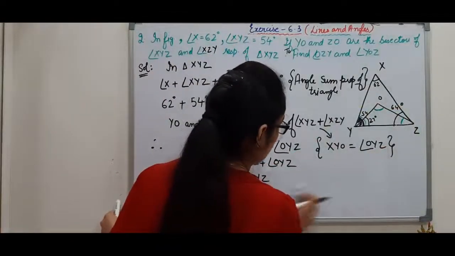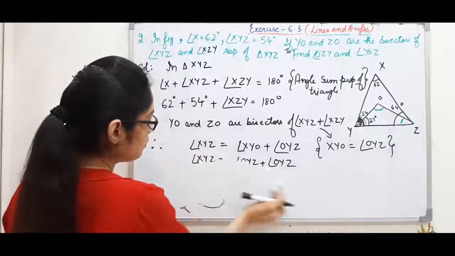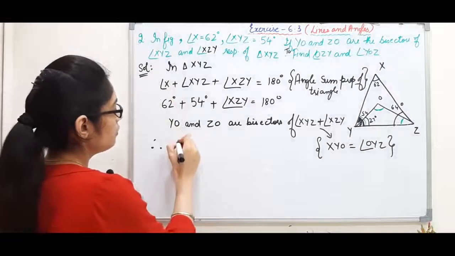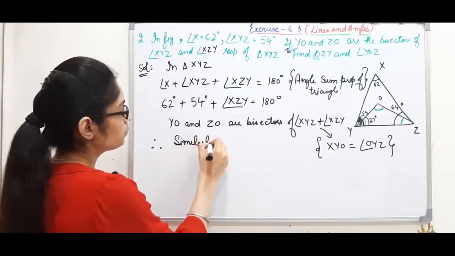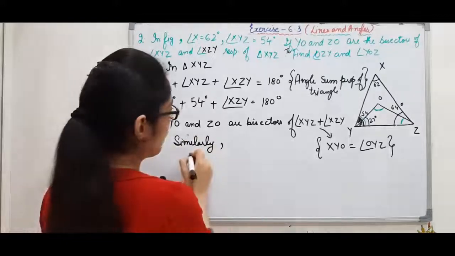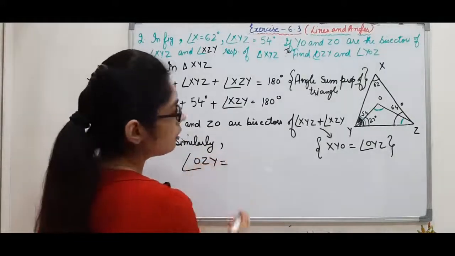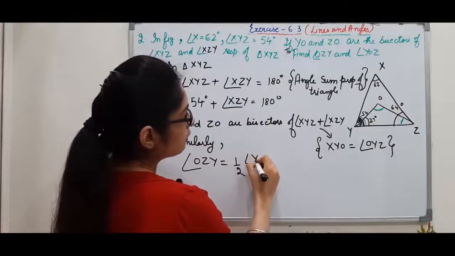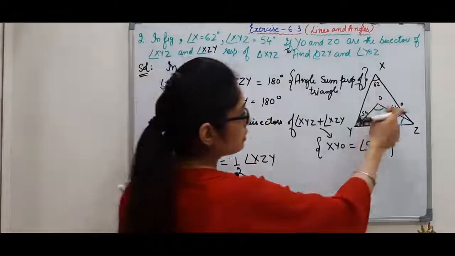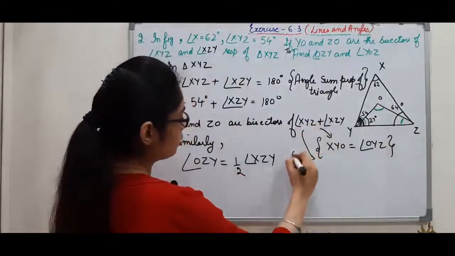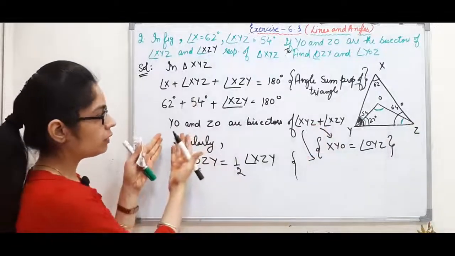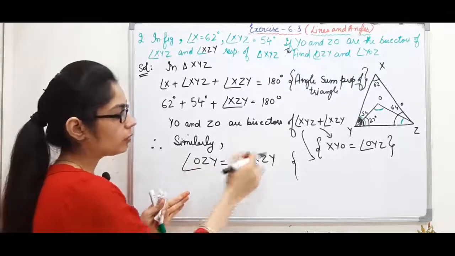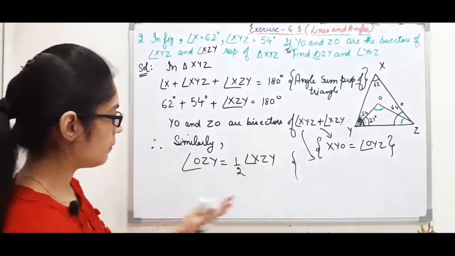So we can directly mention similarly. These full steps there is no need to do now. Angle OZY is equal to half of angle XZY, since this is a bisector. The same reason we can mention here, or we have already mentioned, so no need to write, because we started with YO and ZO being the bisectors. So due to which OZY is equal to half of angle XZY.